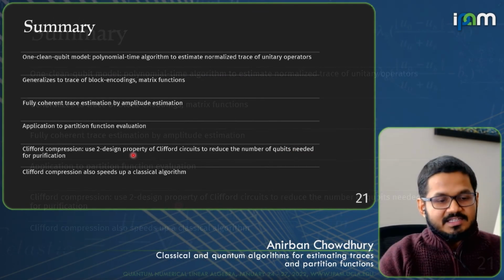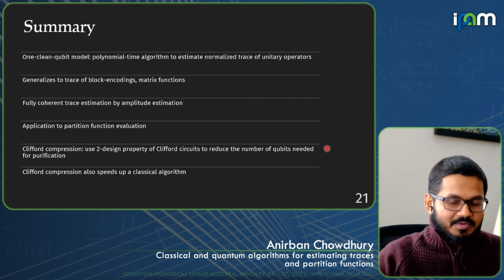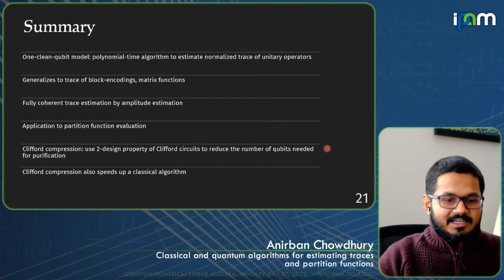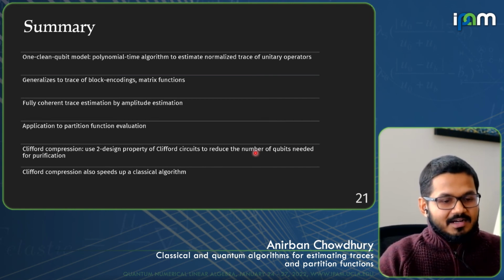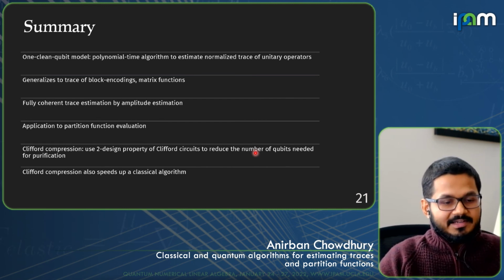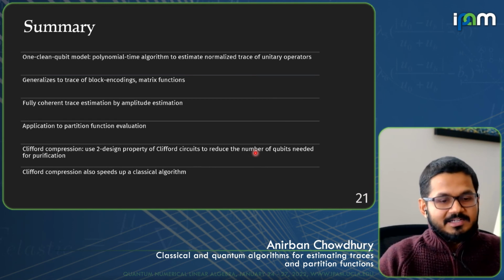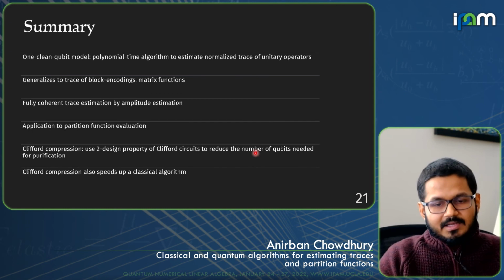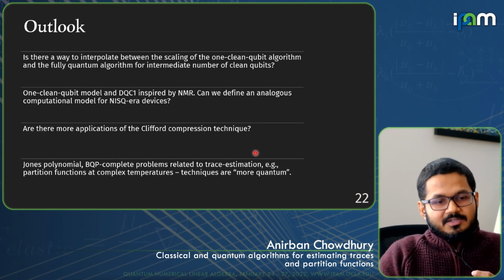That led to the next result. Amplitude estimation, if you recall, required us to purify this n-qubit trace. By using the two-design property of the Clifford group, we could reduce the number of qubits you need for this purification. And finally, I briefly outlined that if you use this Clifford compression in a clever manner, it can also speed up a classical algorithm.